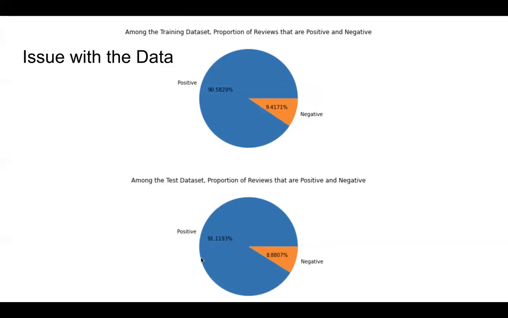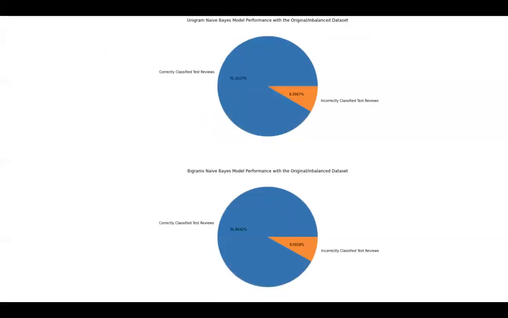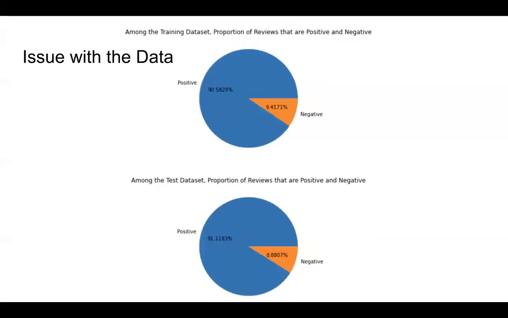So basically, if you go into the test data set and your model just assigns every review as a positive review, then you're going to get a 91.1% accuracy, which is close to what we're getting with our model. So I wanted to verify if our model actually works. And to do that, we needed to change up the data.